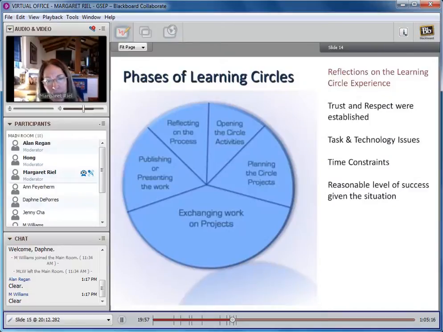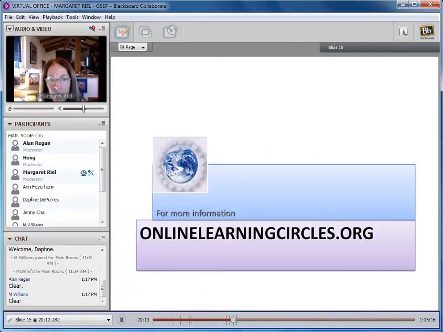Learning circles can be of different lengths, but that's sort of the relative time in a learning circle that you spend on each of these different parts. Okay, so that's the sort of description of the model. Any questions at this point about the model or how you think it might work in your classes?